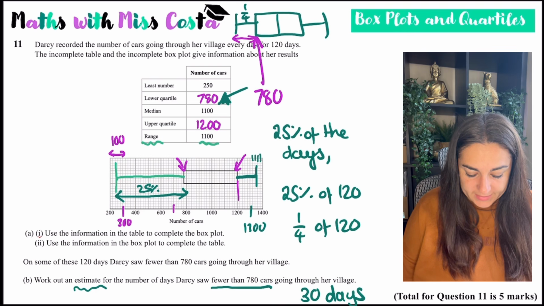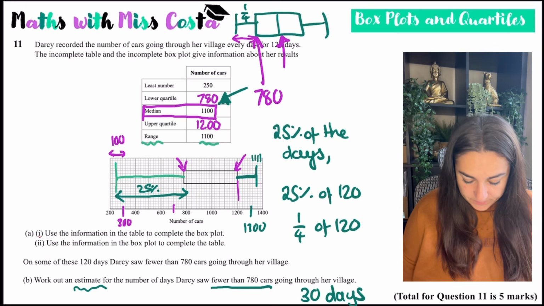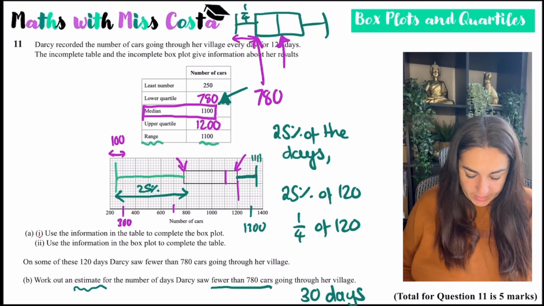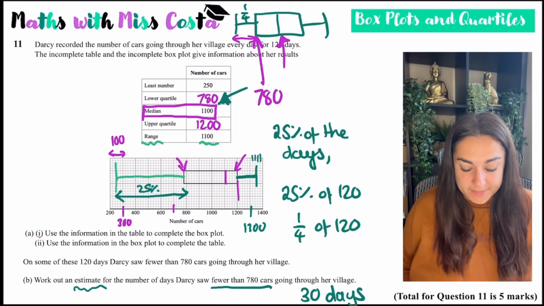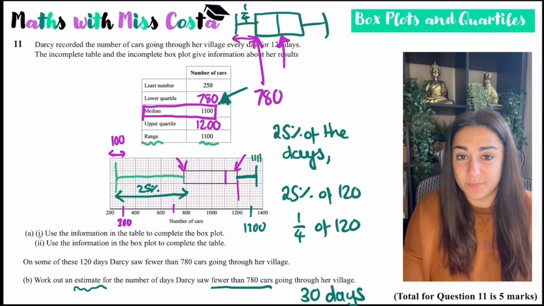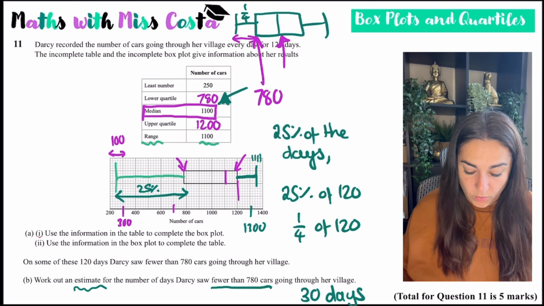Oh, and I've just realised I didn't draw on the median. The median is the middle bit here, and that was 1,100. So don't forget the median there. But yes, it would be related to the median, the lower quartile or the upper quartile. So the bottom 25%, 50%, or 75%.